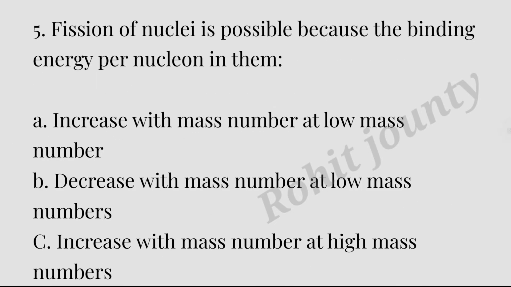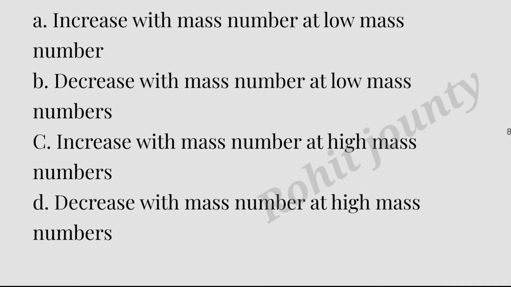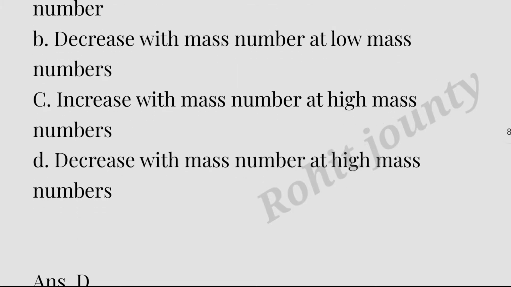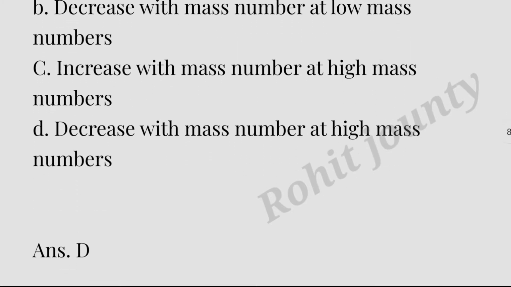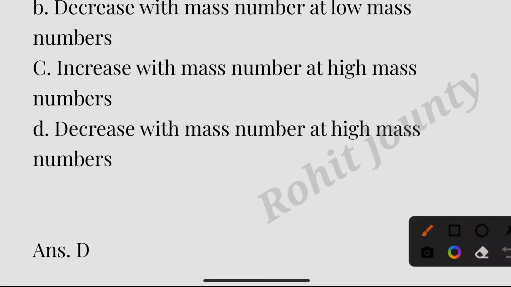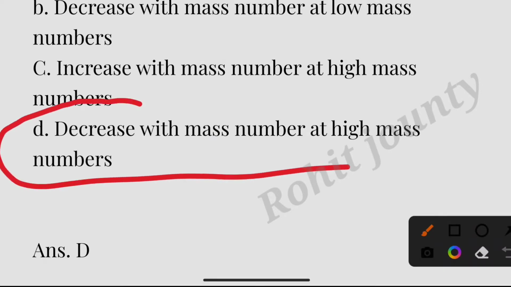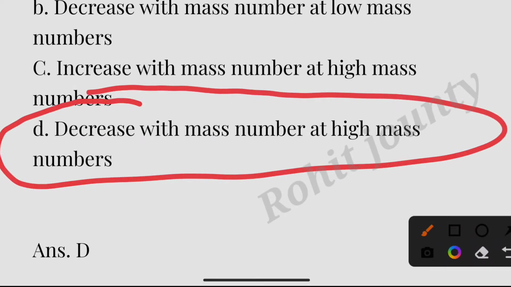Question number 5. Fusion of nuclei is possible because the binding energy per nucleon in them: Option A: increases with mass number at low mass number. Option B: decreases with mass number at low mass number. Option C: increases with mass number at high mass number. Option D: decreases with mass number at high mass number. The correct answer is option D: decreases with mass number at high mass number.